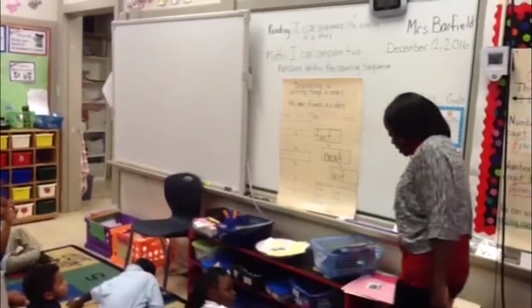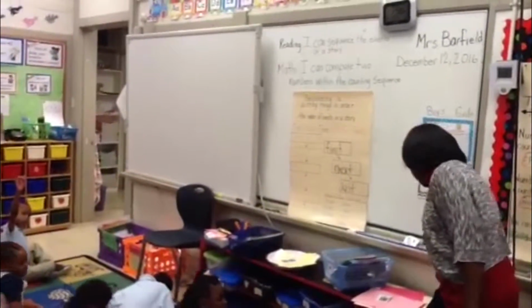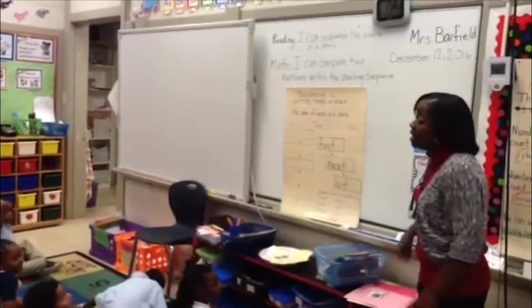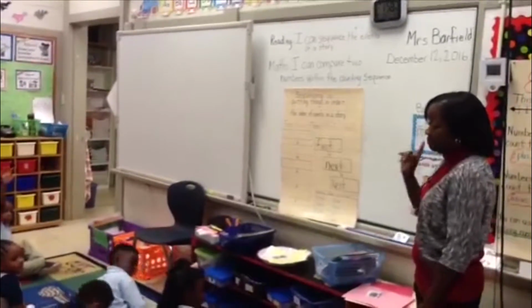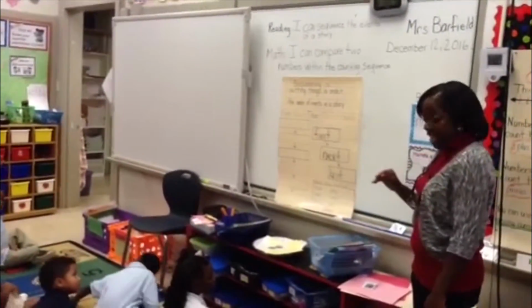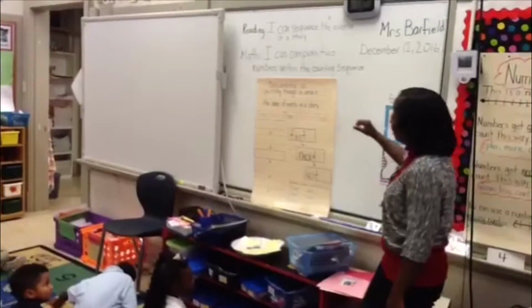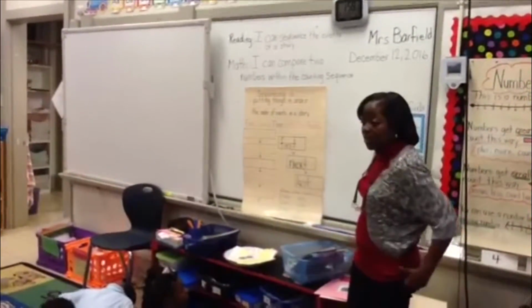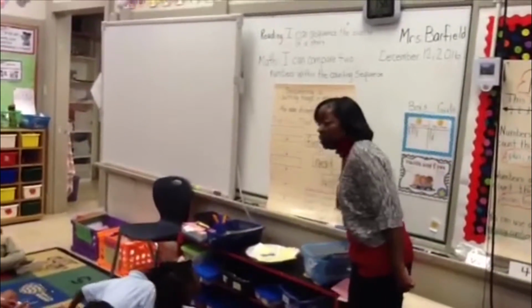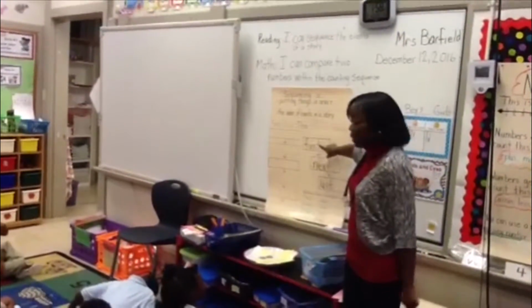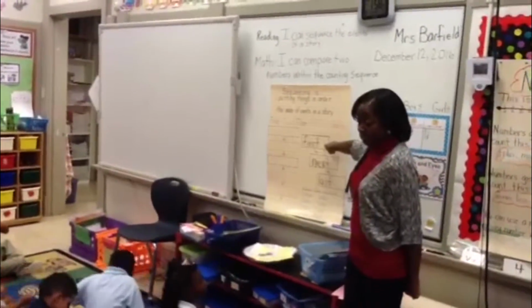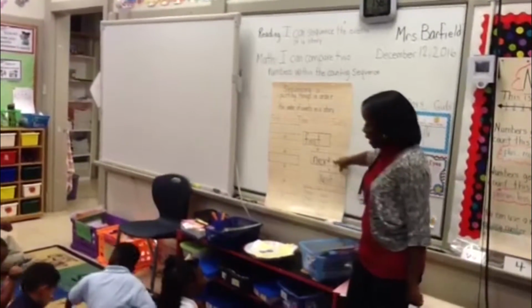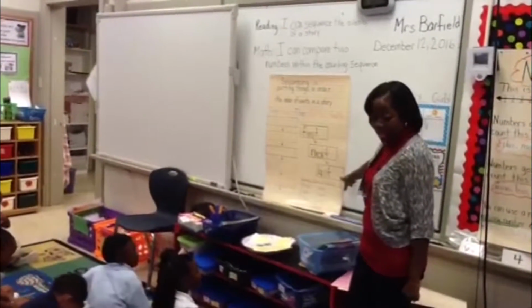Did we sequence the events of a story? Yes. What does it mean to sequence? To put things in order, like story events. There are some words that we can use to help us. They're called clue words. We use the clue words first, next, and last. Didn't we?